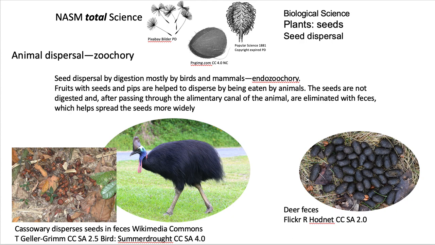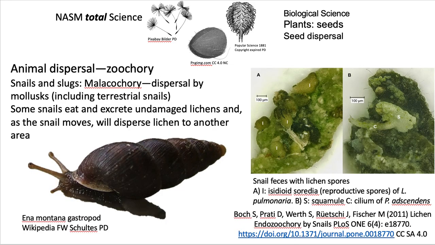And here we have endozoochory, where an animal will eat a pip, the seed, and eliminate it in their feces further away from the plant. The examples there to look at. And here we have malacochory, where snails and slugs will disperse seeds, and some diagrams here with some lichen spores here.